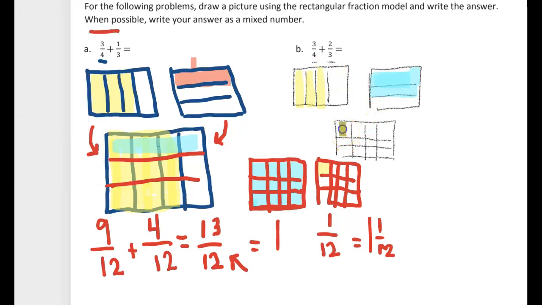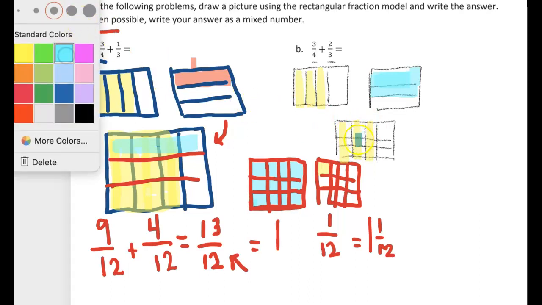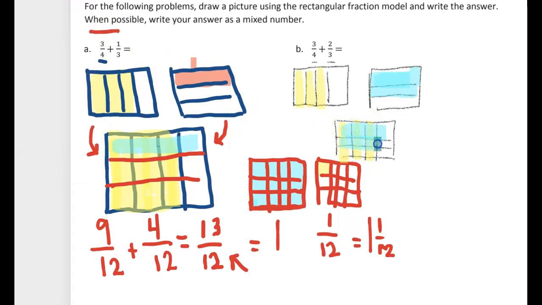So I'm going to shade my 3/4 first, and then I'm going to shade my 2/3. 1, 2. So my first question is, what is my new denominator? How many units are in this in all? 1, 2, 3, 4, 5, 6, 7, 8, 9, 10, 11, 12. So 12 is our denominator.